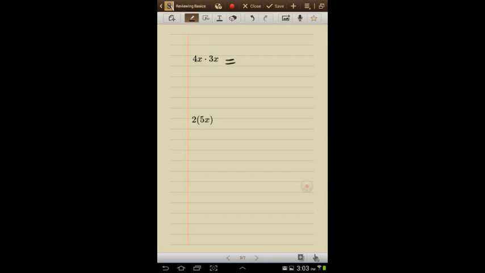4x times 3x. 4 times 3 is 12. x times x is x squared, 12x squared. Multiplying again, just using the parentheses. 2 times 5 is 10. We'll have 1x being multiplied there, so it's just 10x.